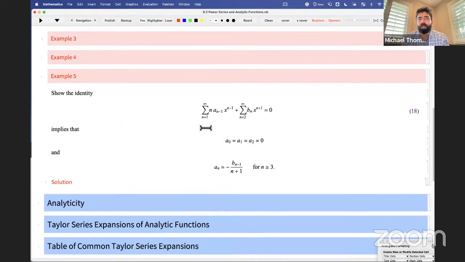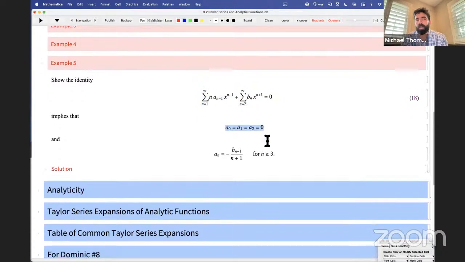All right, let's try this one. We're going to show that this equation implies that A0, A1, and A2 are equal to 0. And it also implies that this recursive relation is true for n greater than or equal to 3.